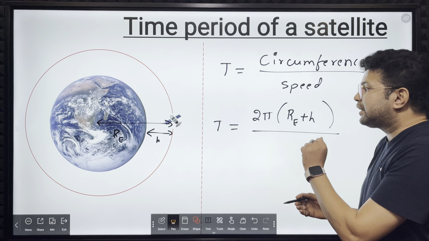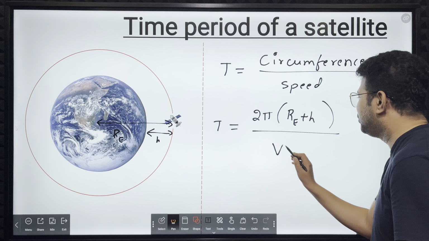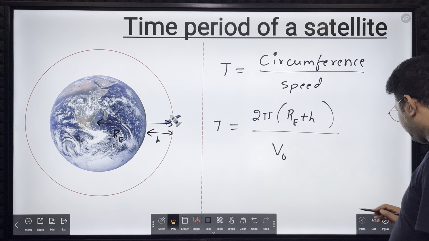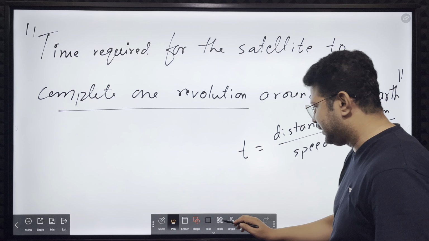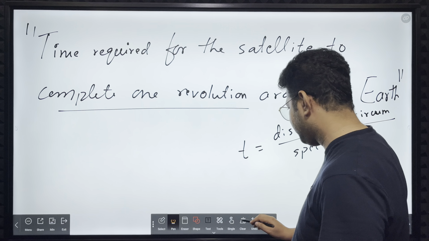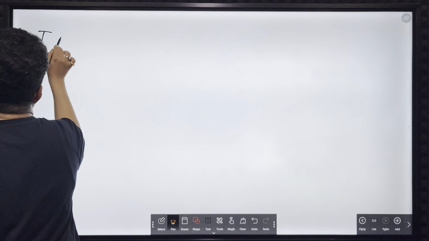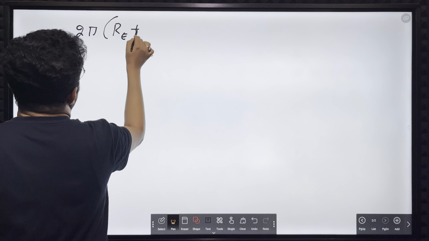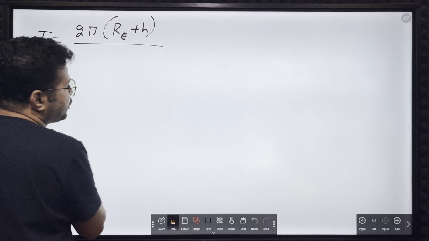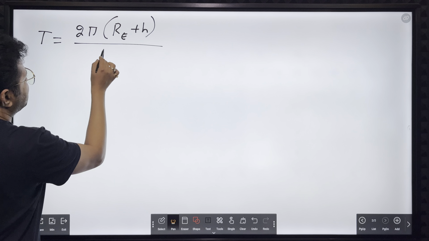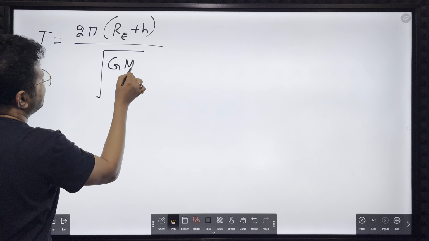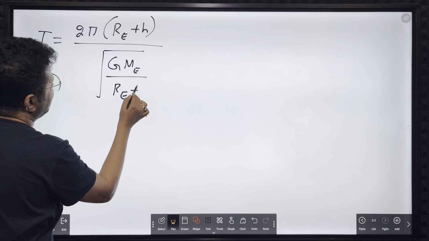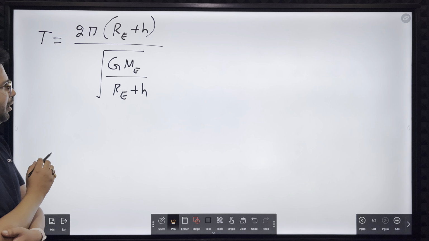The speed of the satellite is called orbital speed, Vo. Now I'll do the calculations here. Time period is equal to 2 pi r divided by orbital speed. What is the equation for orbital speed? Orbital speed is equal to the square root of GMe divided by Re plus h.